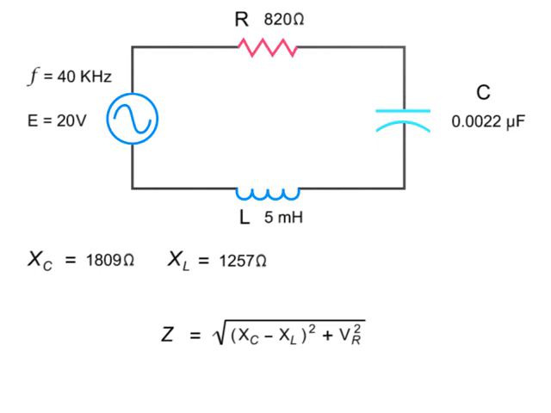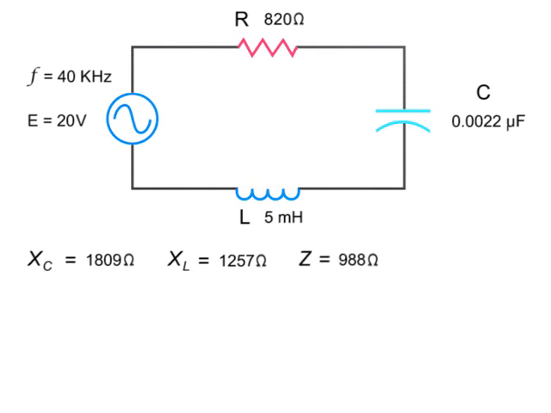To calculate the total impedance of the circuit, take the square root of the capacitive resistance minus the inductive resistance, squared. Add to this the resistance of the resistor squared. Thus, taking the square root of 1,809 ohms minus 1,257 ohms squared plus 820 ohms squared gives you 988 ohms.